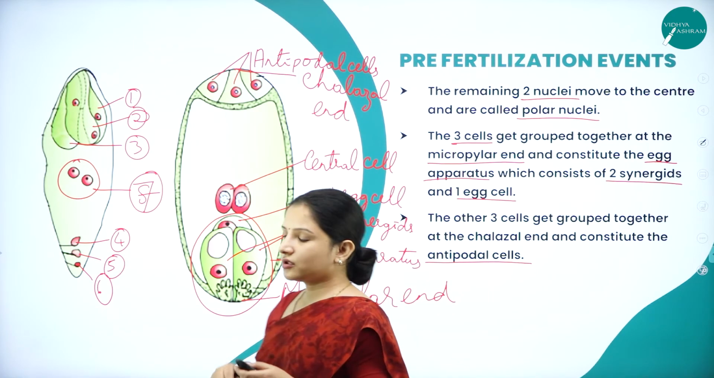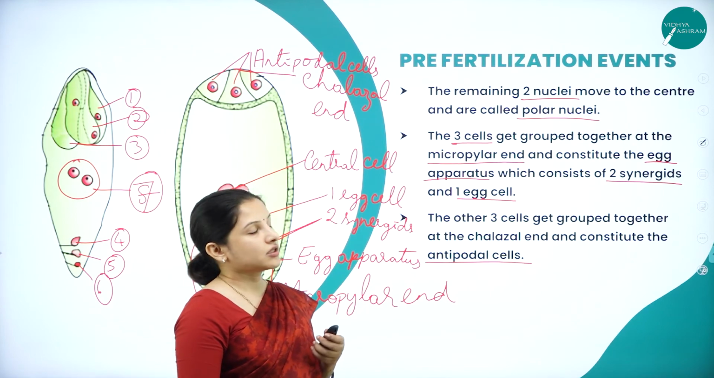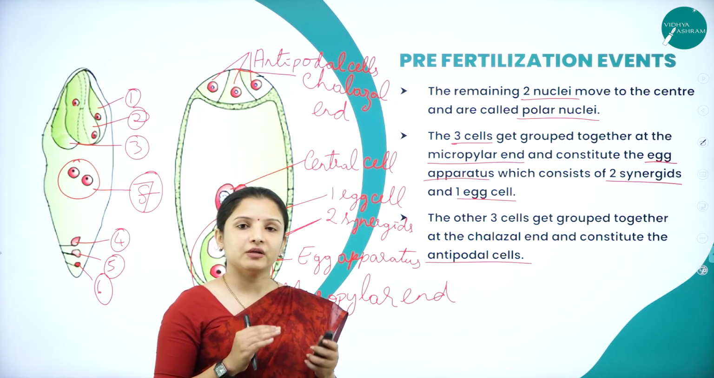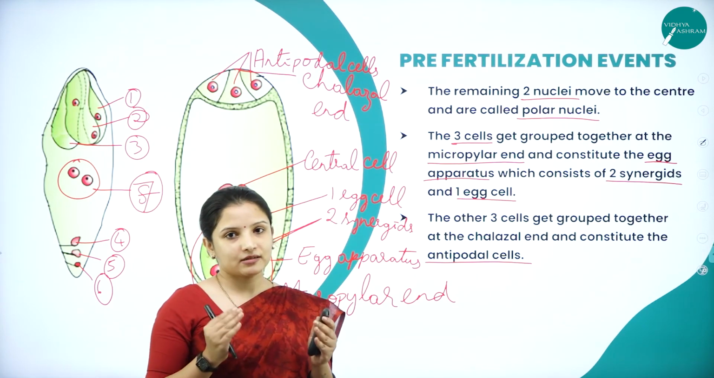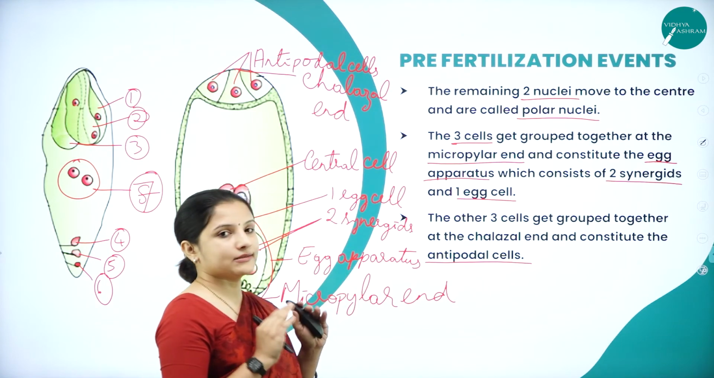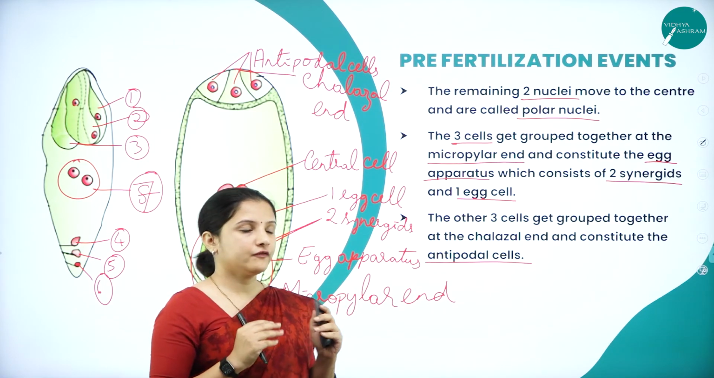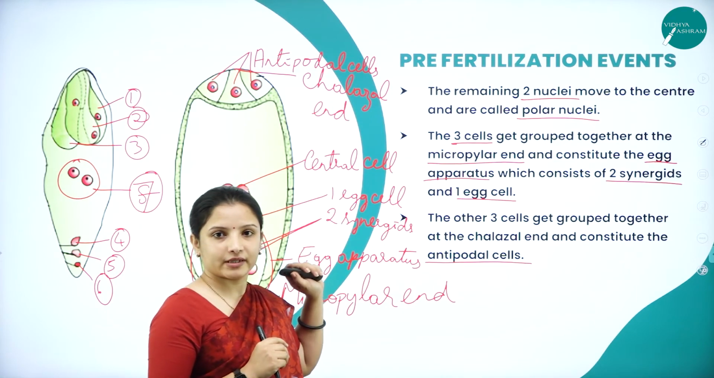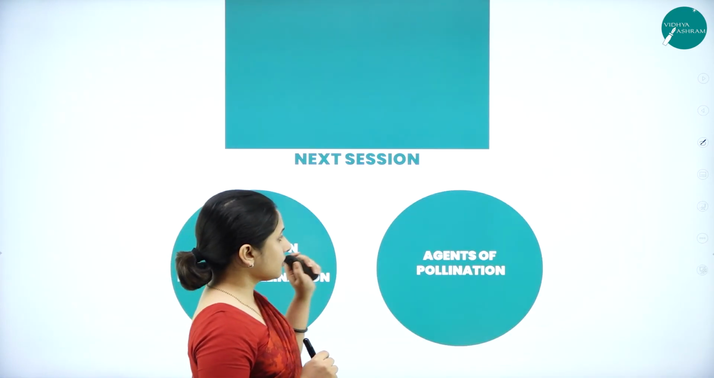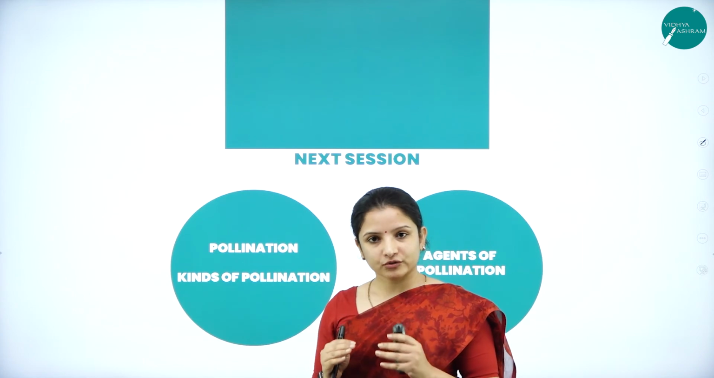So this is about the pre-fertilization event that occurs in the female gametophyte, that is in the gynoecium or the pistil, especially inside the ovule, wherein the embryo sac will get developed. So this was about today's session.